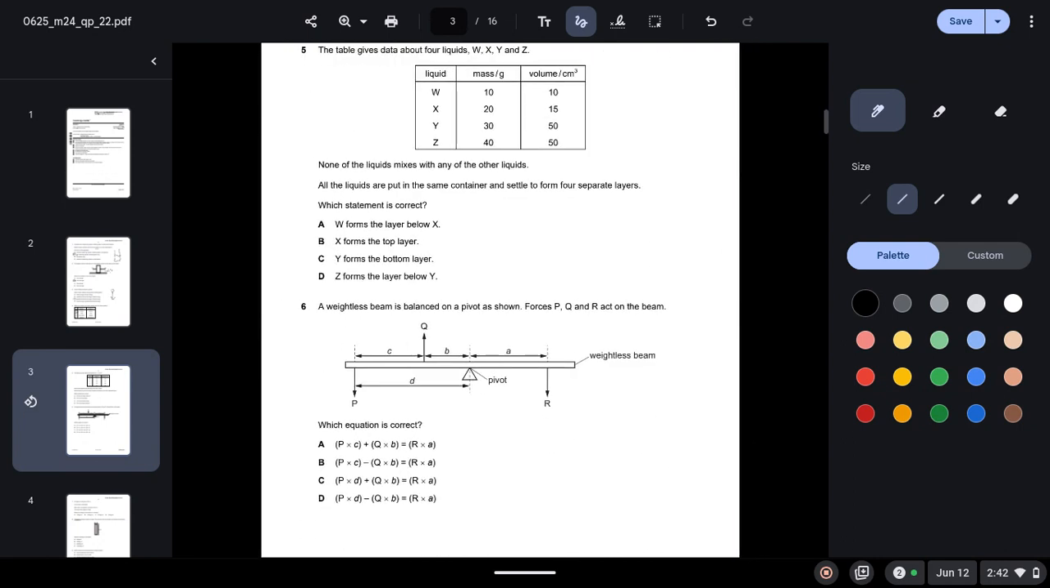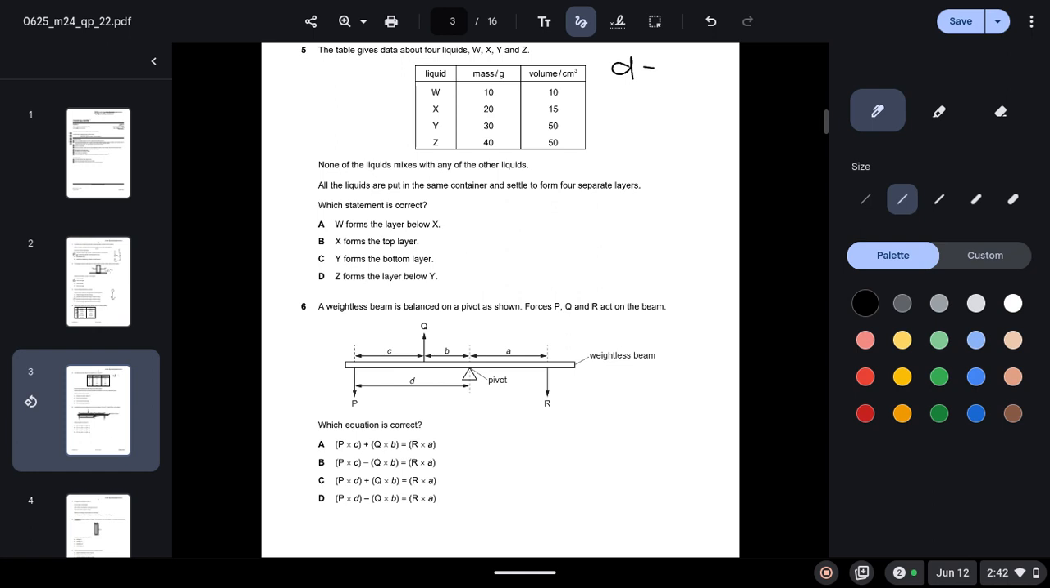The table gives data about 4 liquids W, X, Y and Z. None of the liquids mixes with any of the other liquids. All of the liquids are put in the same container and settle to form 4 separate layers. Which statement is correct? So we'll have to calculate the density of each liquid to determine which will settle where. So the first liquid has a density of 1.